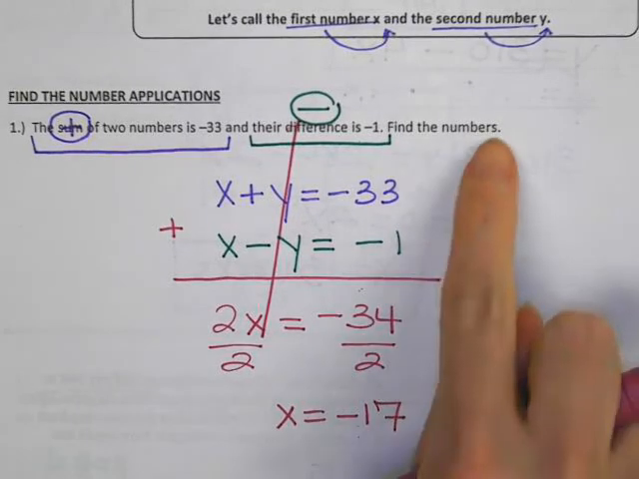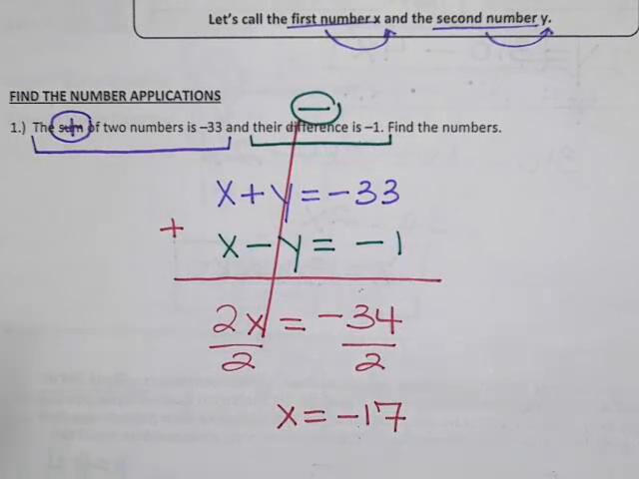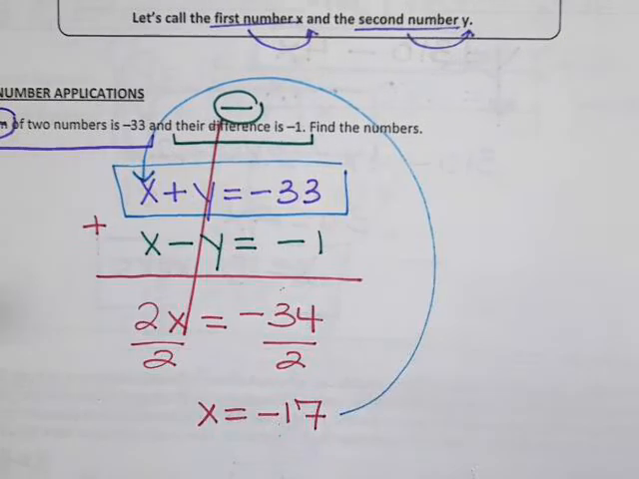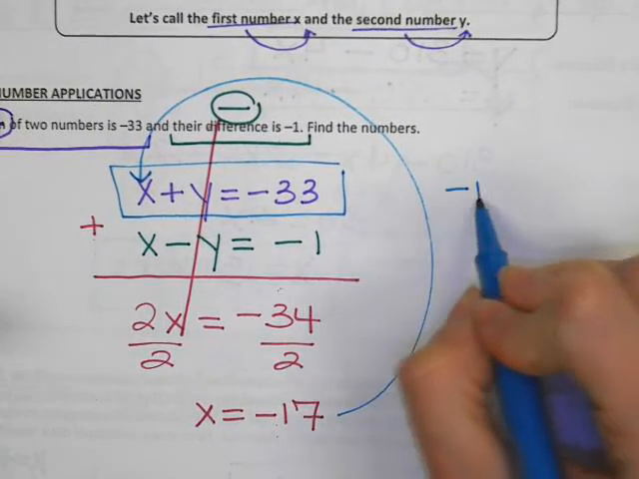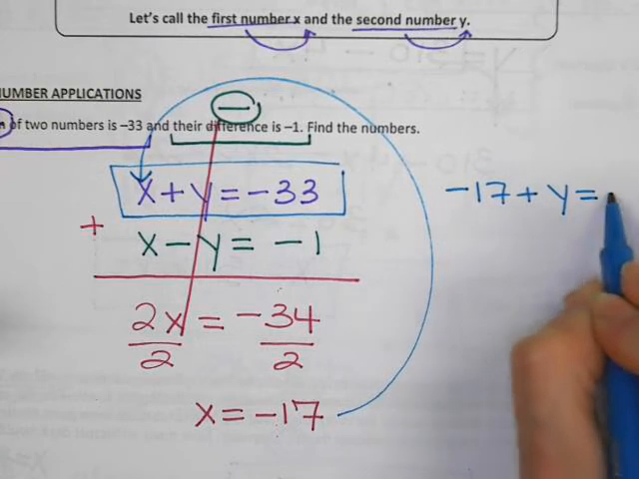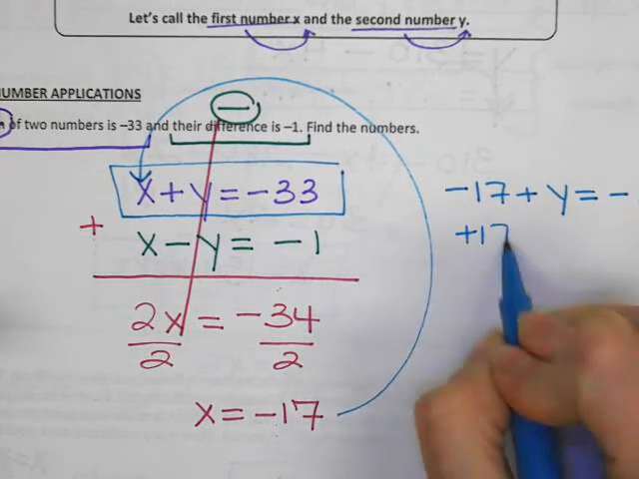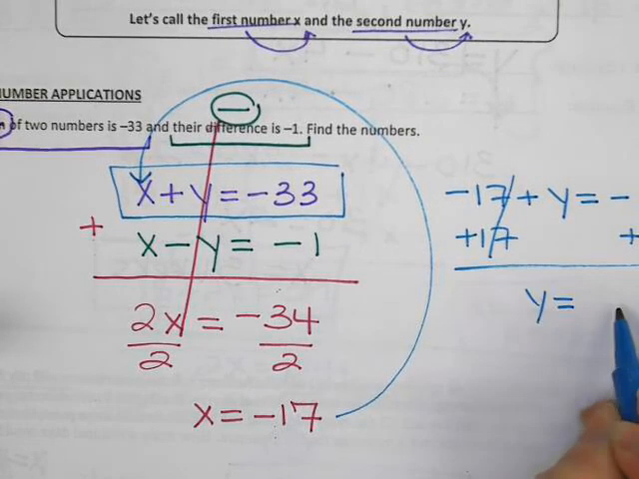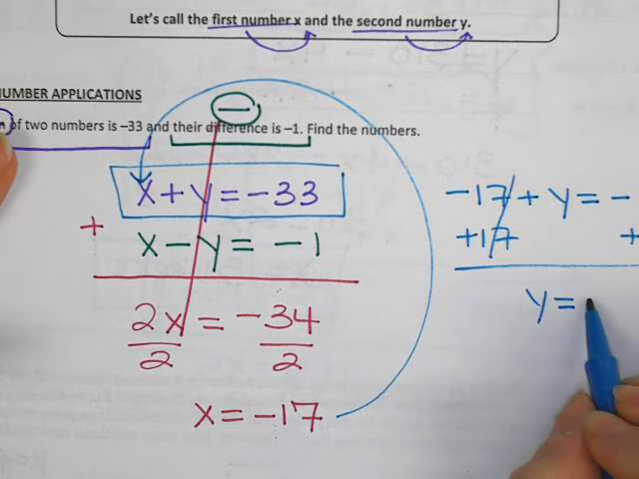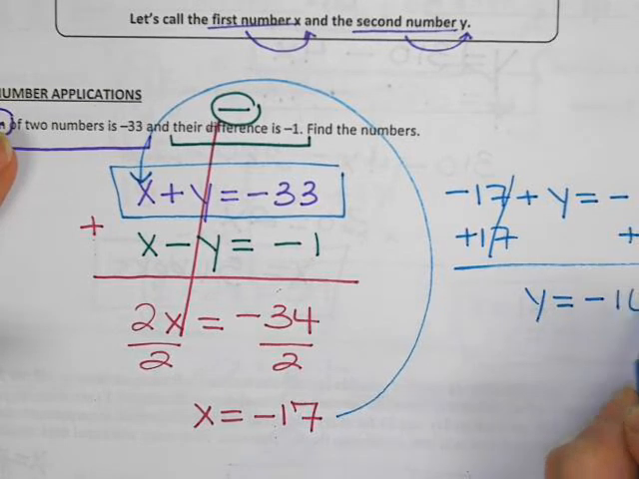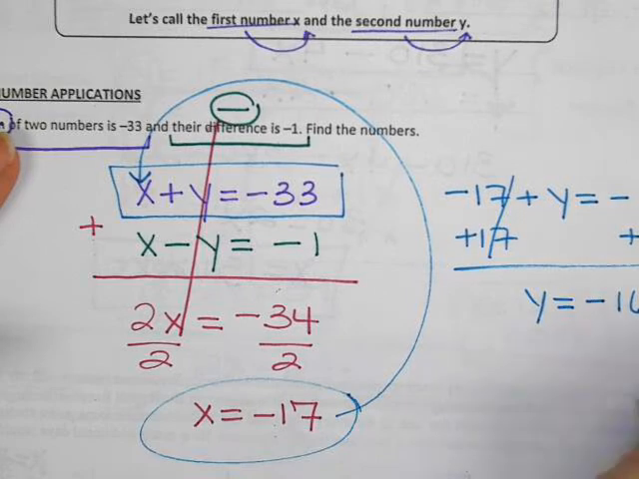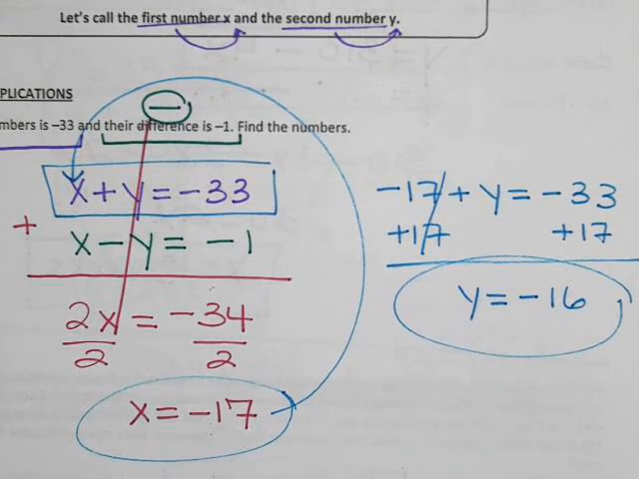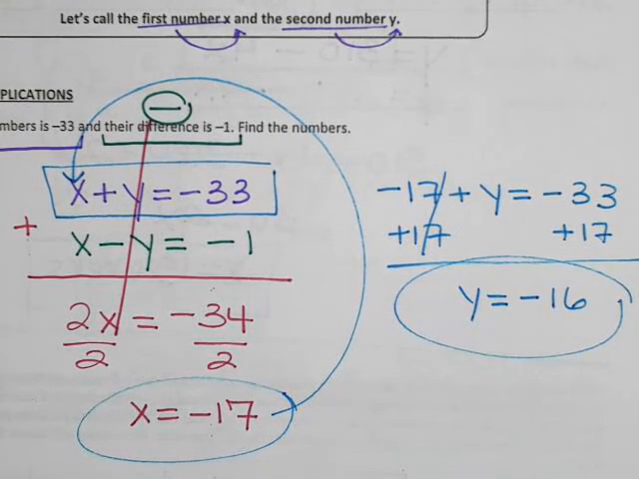Now, they want you guys to also plug it back in and find y. So let's rewrite one of the equations and let's plug negative 17 in for x, and then we can solve for y. So I'm just going to plug that in. And then you'd have to add 17 to both sides. And y is going to be, what is that? Negative 16? So the answers are negative 17 and negative 16. All right, pretty easy, huh?